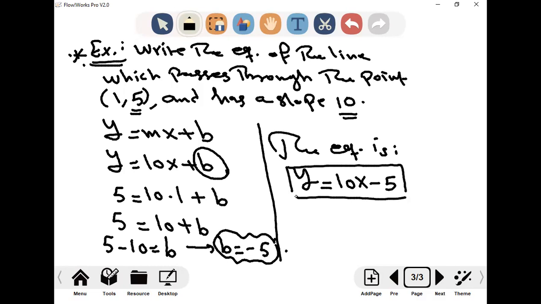How do we check our answer? We check the point, right? Put 1 in the place of x here. 10 multiplied by 1 is 10, 10 minus 5 is 5. This is the value of y that is given, right? Right.